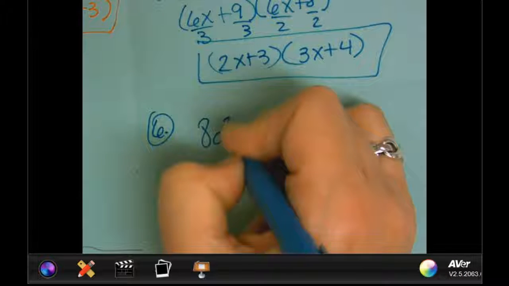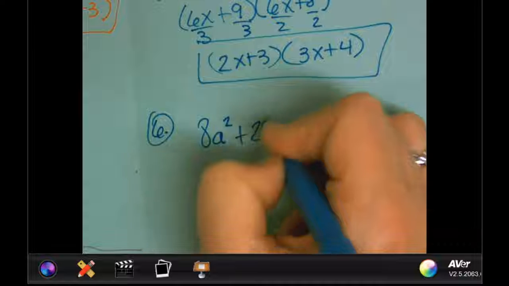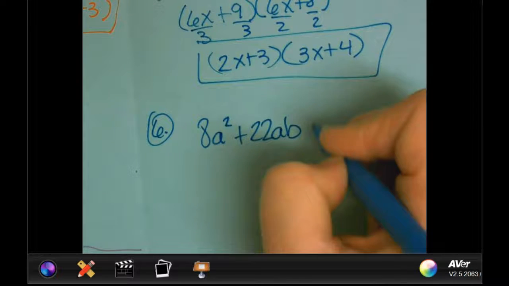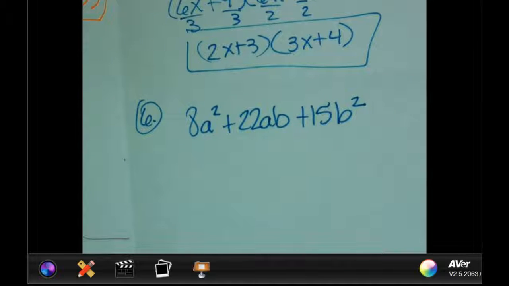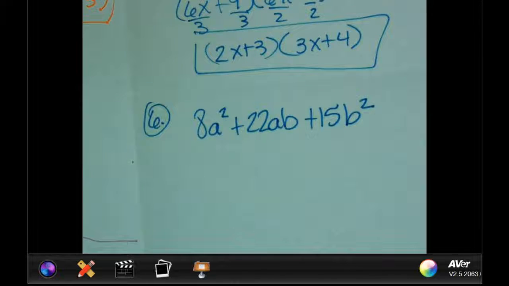8a squared plus 22ab plus 15b squared. Give you a minute to think over that one. Because if you can do the others, it shouldn't matter what I throw in there. If it factors, you should be able to get to the same place.